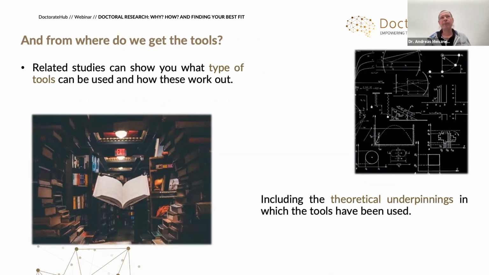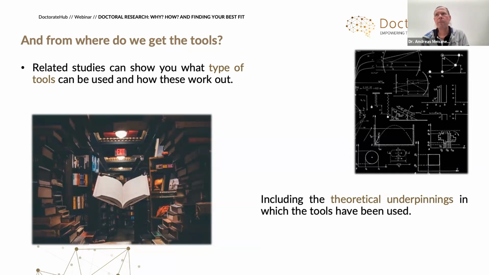From where do we get the tools? You perhaps guessed it, related studies. They not only show you the theories that were applied, but also which type of tools were used and can be used or cannot be used. So tools and theoretical underpinnings in related studies come closely together, and they provide you with good guidance on drawing and executing your own research.